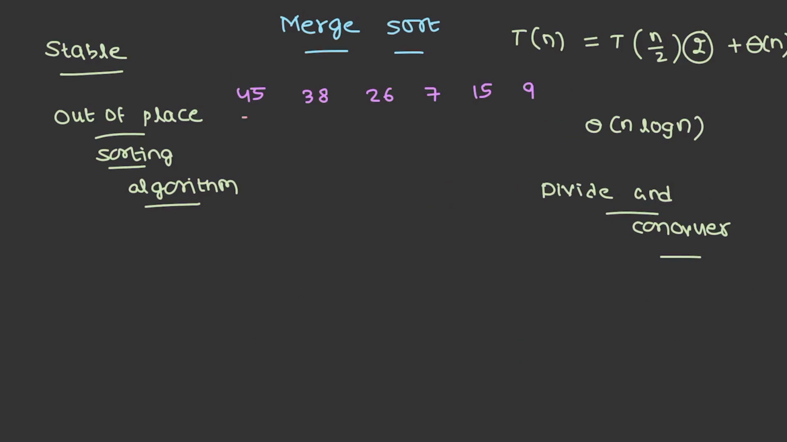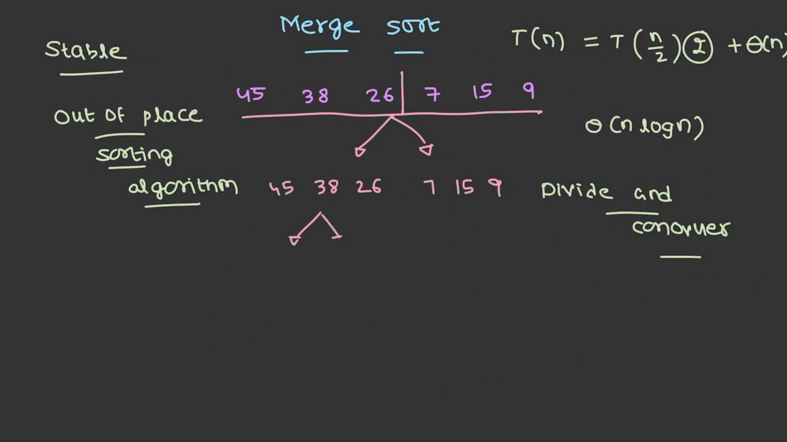Let's try to understand merge sort. Consider this array. In the case of merge sort, we will divide the array into equal halves. This will be divided till this part. It will be further divided, and the division continues till we have one element in each and every subarray.